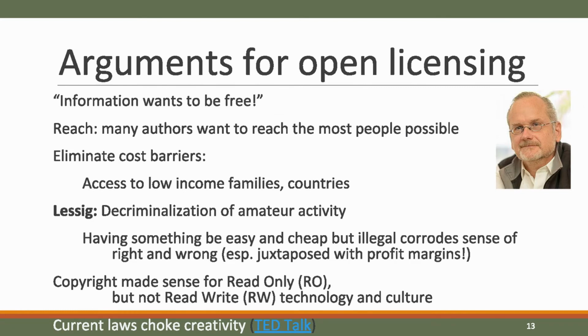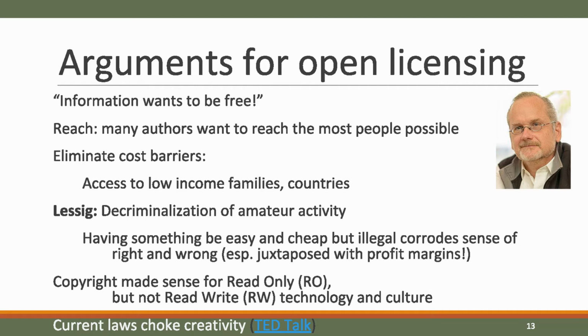So the arguments for open licensing are, information wants to be free. And if we're doing work and we want to actually help other people, there's a concept from psychology, then we don't want to create a cost barrier. We want to give it away. And this is a social justice issue. This is eliminating barriers to access for people who are low income, from lower income countries in the world.